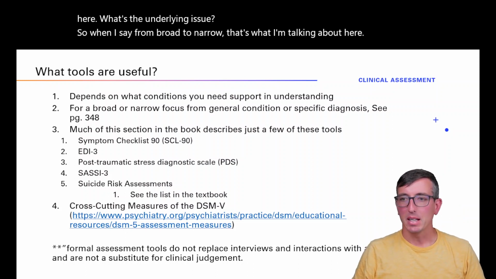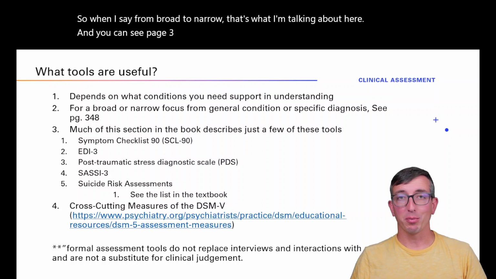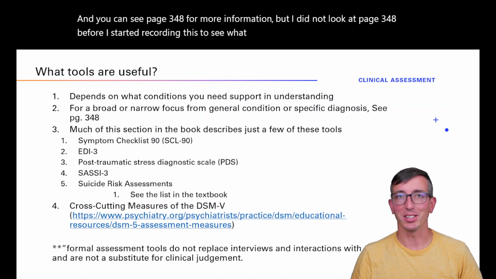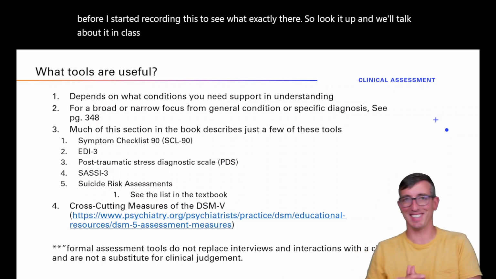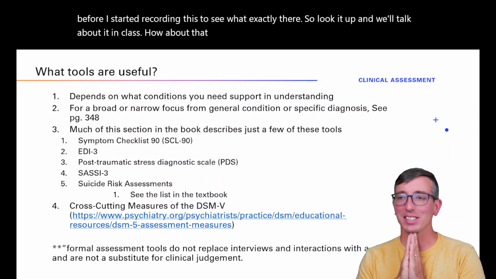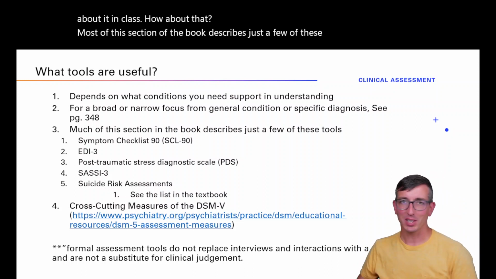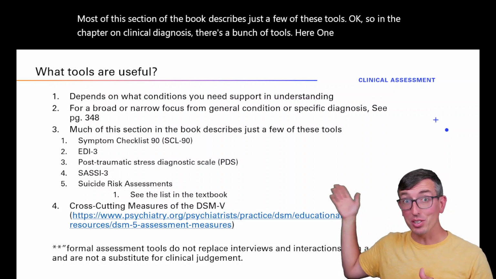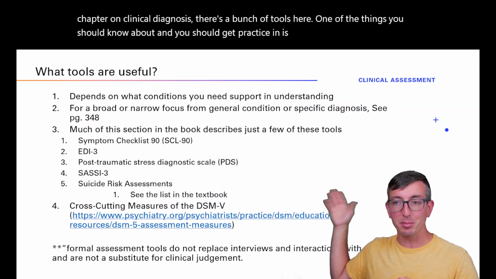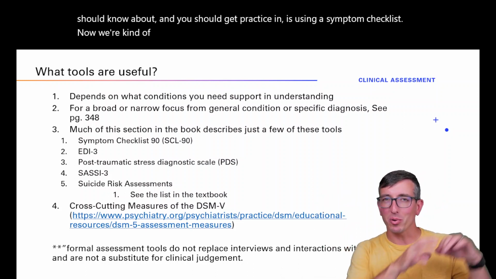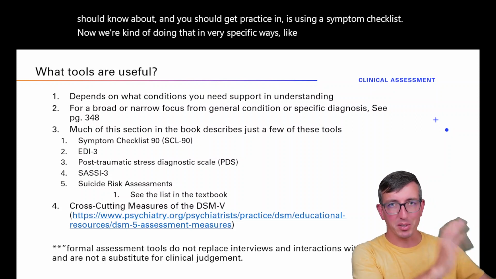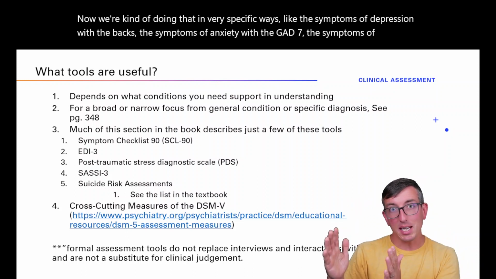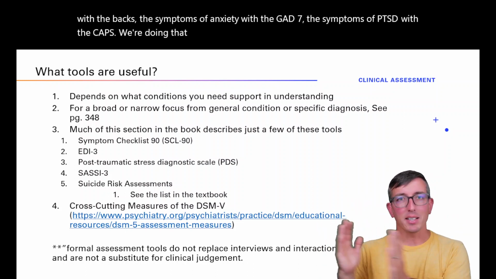And you can see page 348 for more information, but I did not look at page 348 before I started recording this to see what is exactly there. So look it up and we'll talk about it in class. How about that? Much of this section of the book describes just a few of these tools. In the chapter on clinical diagnosis, there's a bunch of tools here. One of the things you should know about and you should get practice in is using a symptom checklist. Now we're kind of doing that in more specific ways, like the symptoms of depression with the Becks, the symptoms of anxiety with the GAD-7, the symptoms of PTSD with the CAPS. We're doing that on a diagnostic basis.